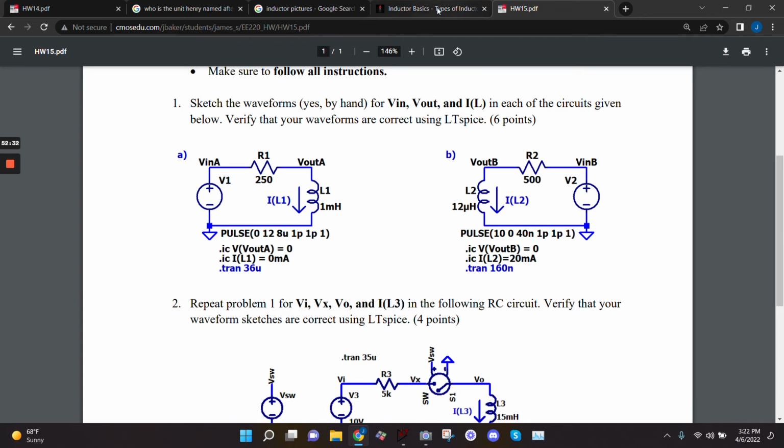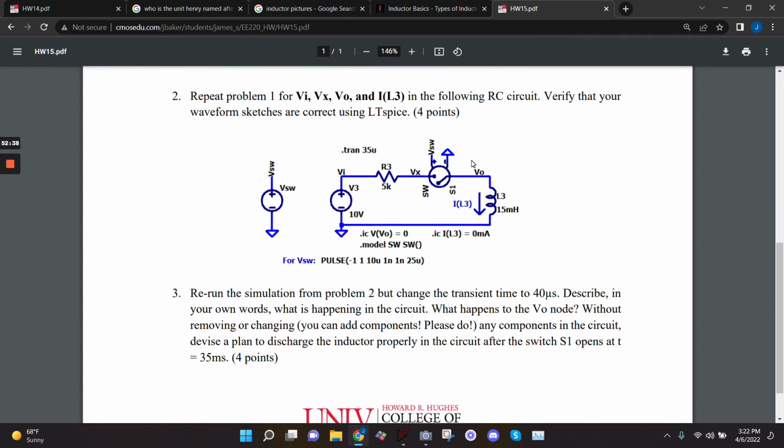For the last question, did you want us to run it with the, you know how he says you can add components? Please do. Please do. Oh yeah.